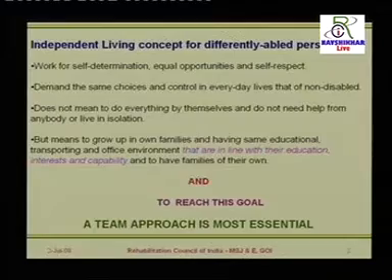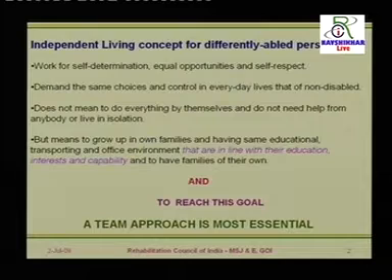So what do we actually mean by independent living? What are the concepts you think about? It means working for self-determination, equal opportunities and self-respect. They demand the same choices and control in everyday lives as non-disabled people. If that is the case, that is, I need everything as a non-disabled person needs.